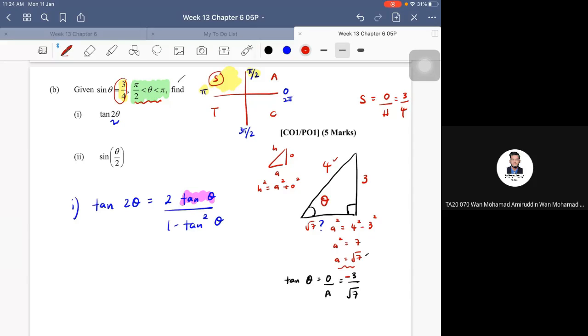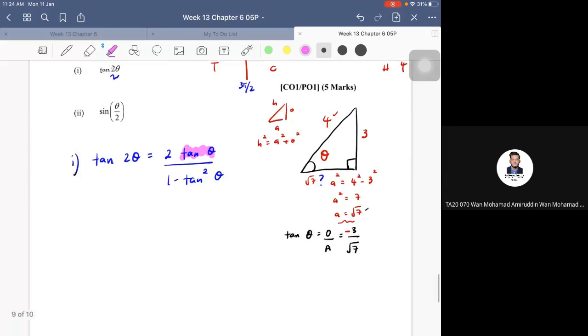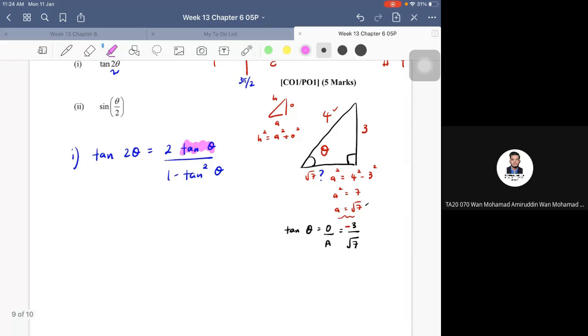Why is it negative 3 over square root 7? Because where is our theta positioned? It is in the second quadrant. In the second quadrant, as I mentioned just now, only sine can be positive. Anything else should be a negative value. So therefore it should be negative 3 over square root 7. Only then can you substitute in here.